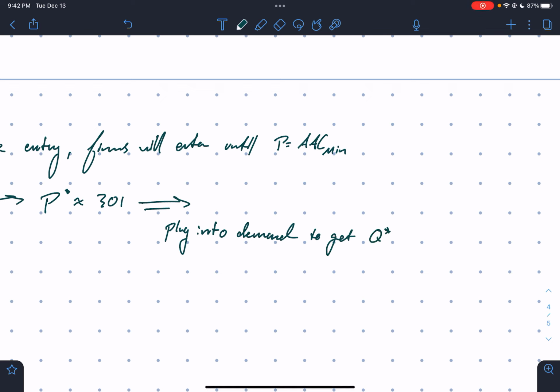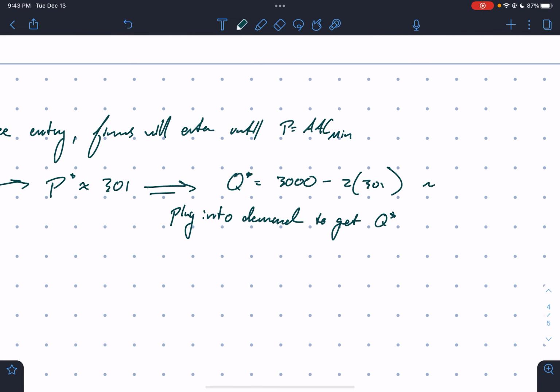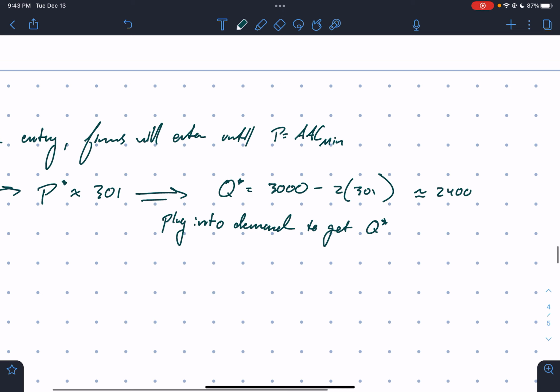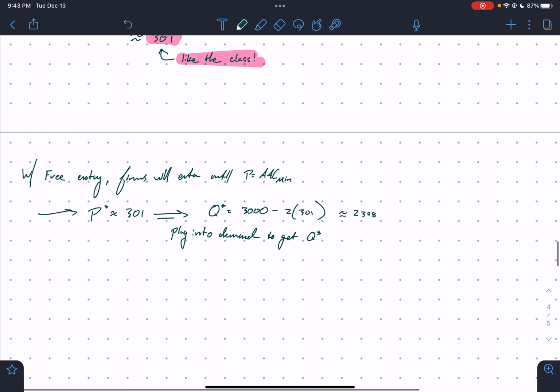Okay, forget what I said. I was being dumb. So we're going to plug this into the demand function to get the equilibrium quantity. So Q star is 3,000 minus 2 times 301. So it's going to be roughly 2,400, give or take, maybe 2,398, something like that.